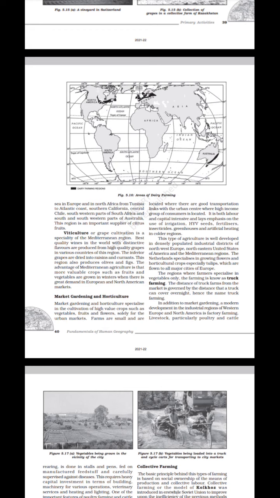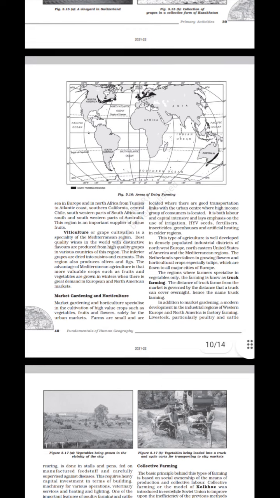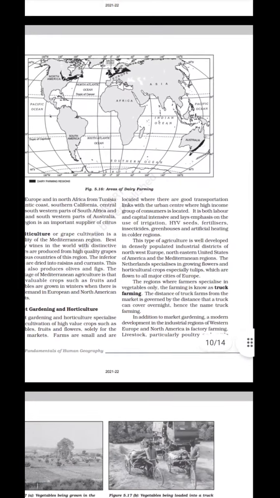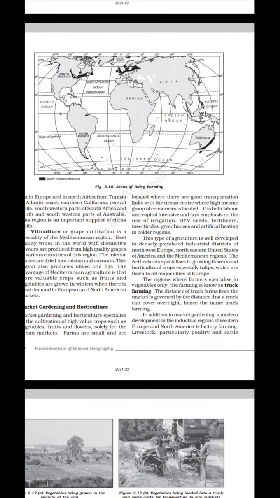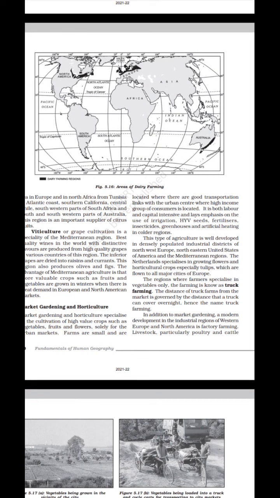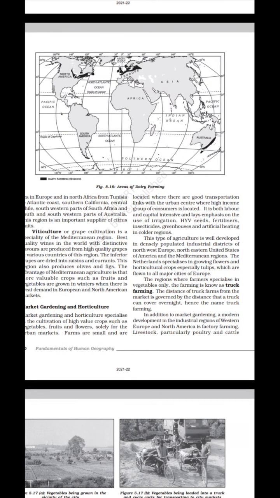This type of agriculture is well developed in densely populated industrial districts of Northwest Europe, Northeastern United States of America, and Mediterranean regions. The Netherlands specializes in growing flowers and horticulture crops, especially tulips, which are flown to all major cities of Europe.